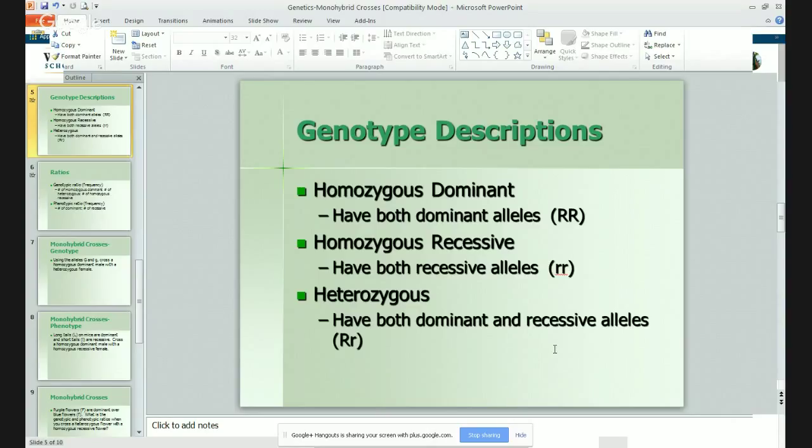Heterozygous is the third genotype. It's the third combination, where you would have one dominant and one recessive allele. So you'd have one capital and one lowercase. Heterozygous means both. So again, all three of these describe your genotype.